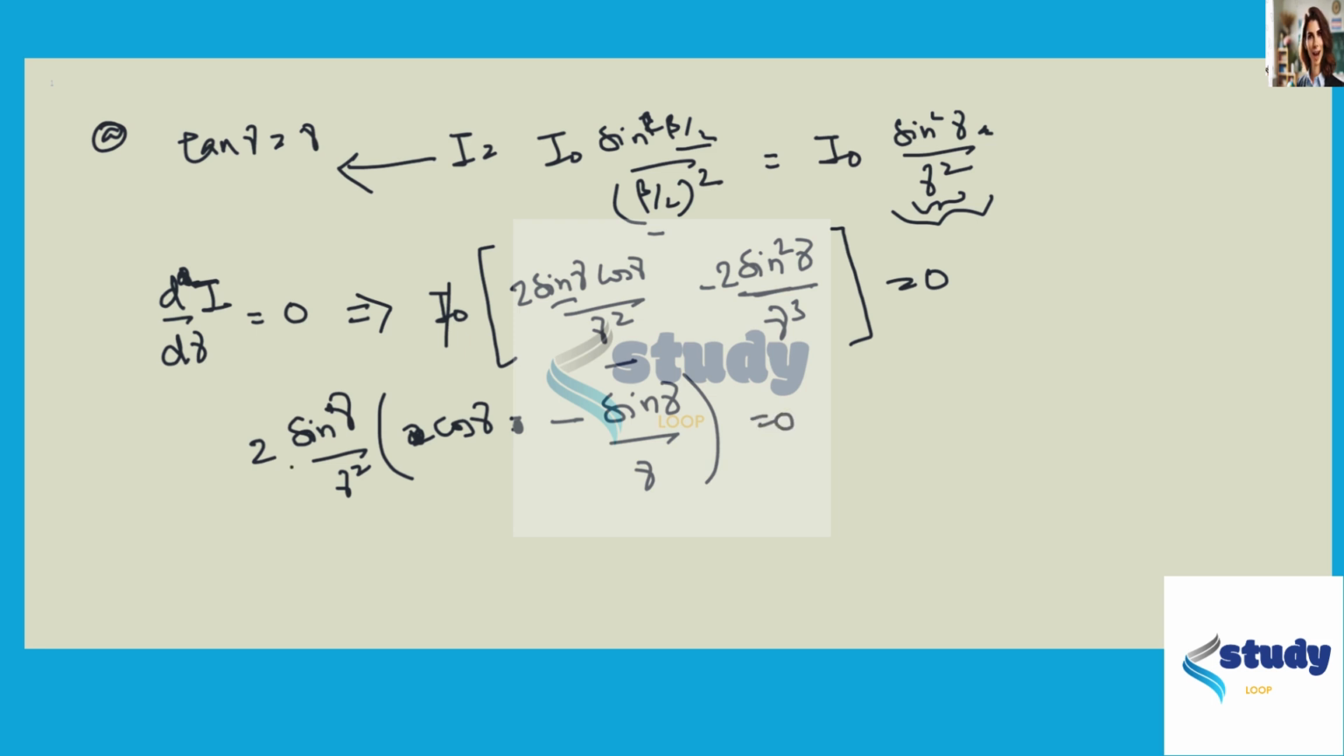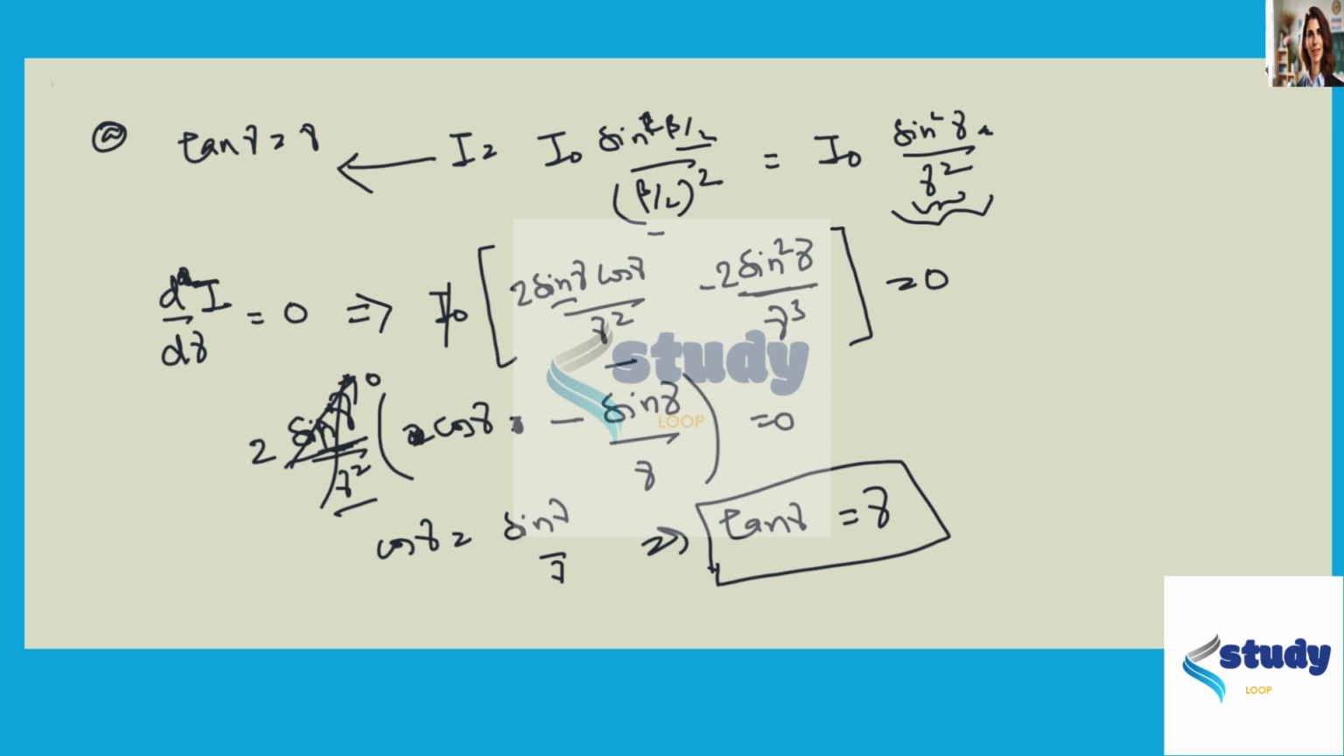Now we know that sine gamma is non-zero because when sine gamma is 0, that corresponds to a minima. When we are looking for maxima, this can't be 0. Hence, we can safely ignore this term and we can write cos gamma is equal to sine gamma by gamma, and rearranging this, we get tan gamma is equal to gamma.